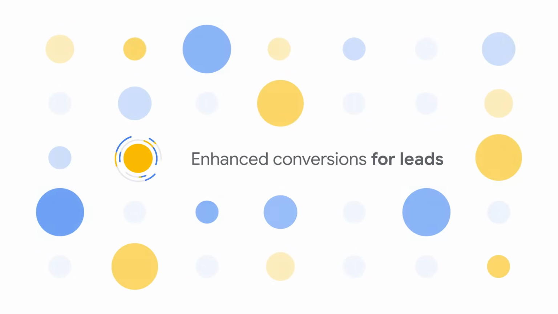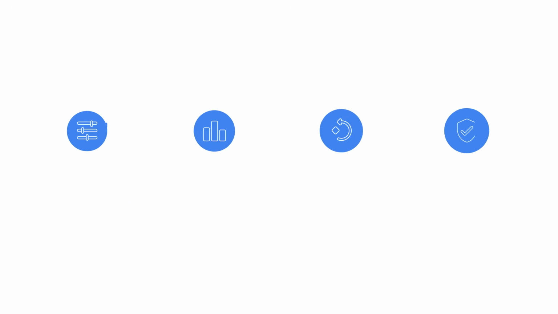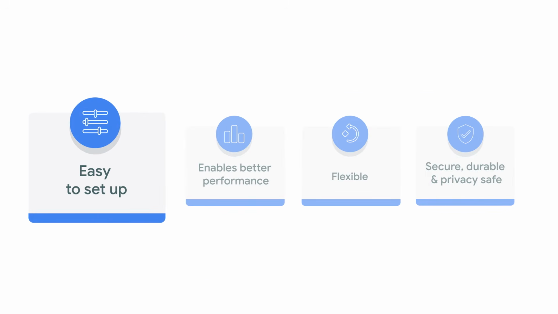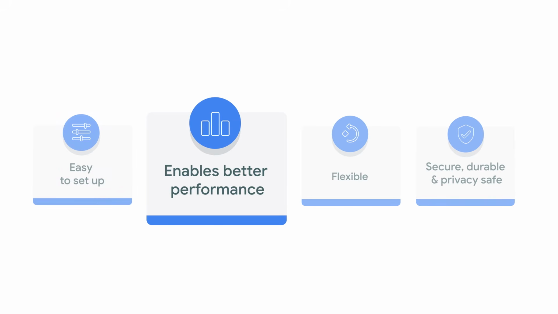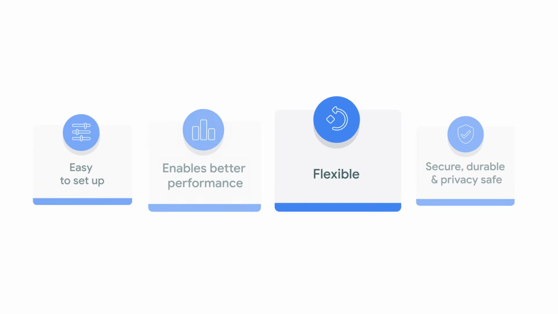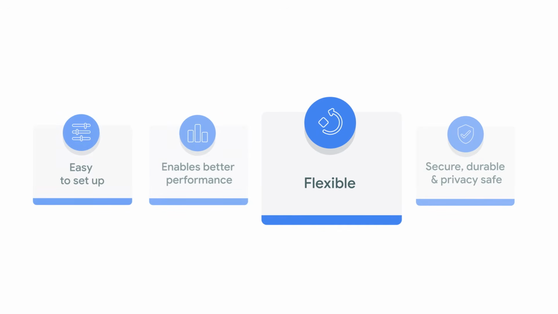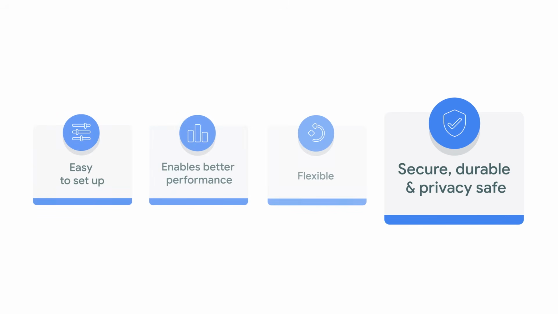Using Enhanced Conversions for Leads has several benefits. It is easy to set up. Configure measurement entirely from your Google Ads account in a few simple steps, using only the information you collect through your lead forms, removing the need to make changes to your CRM systems. It enables better performance. Optimize your campaigns to sales and transactions that happen off your website. It is flexible. Implement using the Google Tag or Google Tag Manager. And finally, it is secure, durable, and privacy safe.